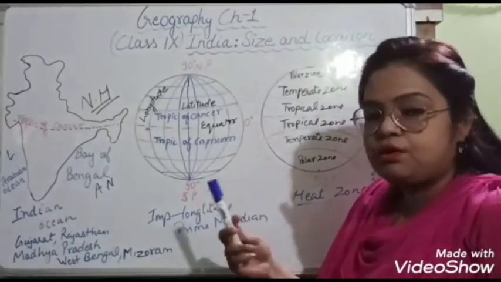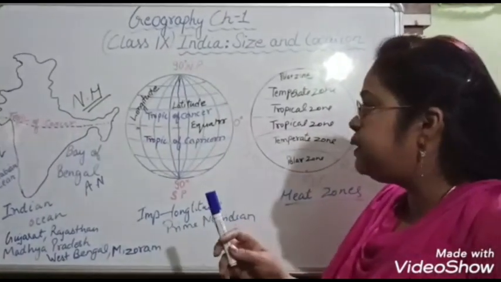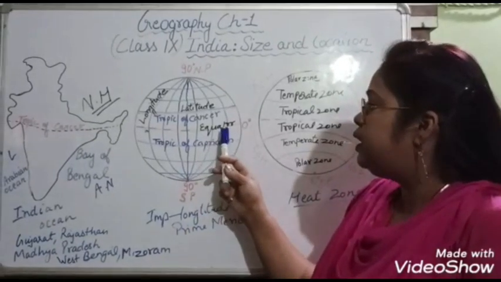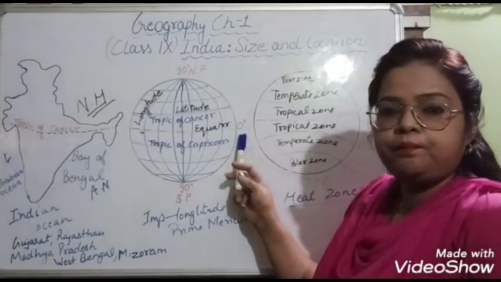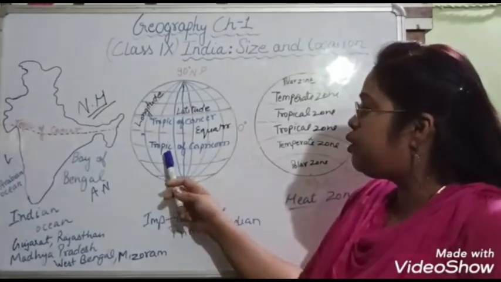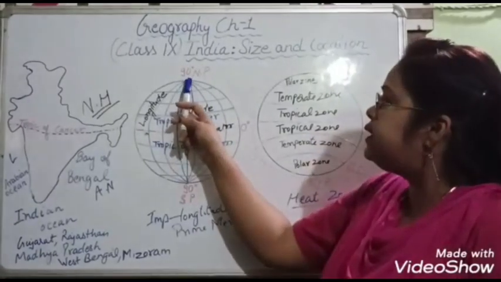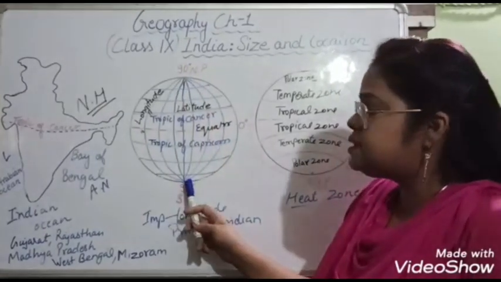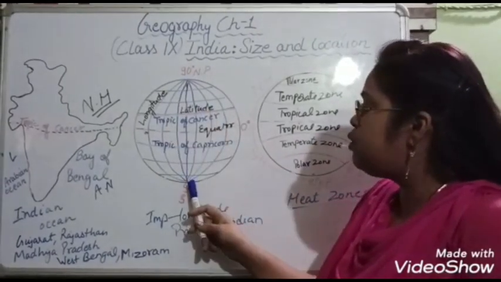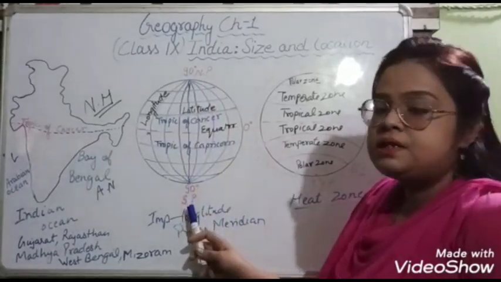There are other important latitudes also, but these are the three most important, and I will explain the other latitudes too. The most important latitudes are the Equator, which is 0 degrees, the Tropic of Cancer at 23.5 degrees north, and the Tropic of Capricorn at 23.5 degrees south. This point is the North Pole and this is the South Pole. The two tips of the earth, the North Pole and the South Pole, are both at 90 degrees: 90 degrees north and 90 degrees south.